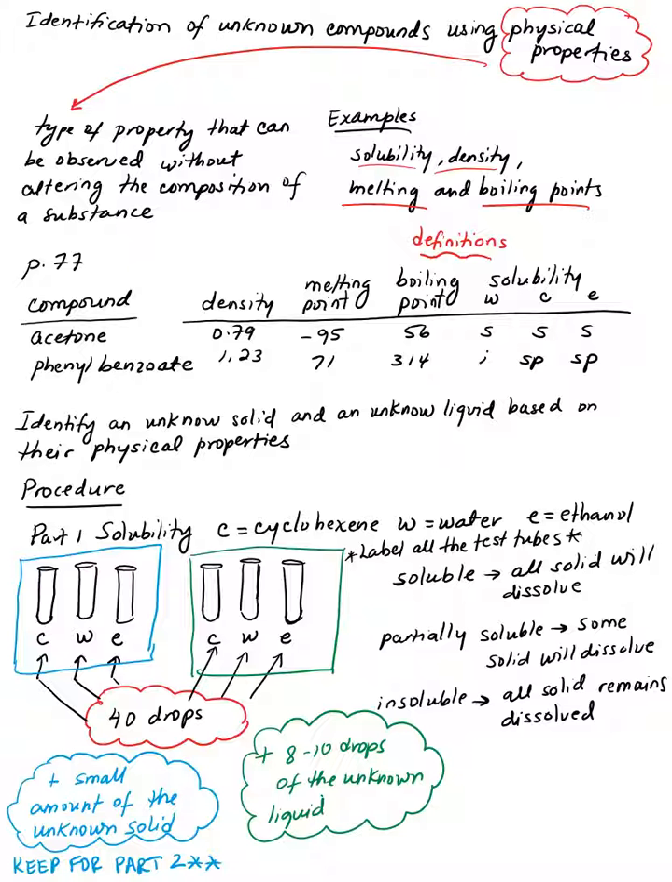You can determine the solubility of a solid, and your solid is still going to have the same identity. The density, you're not changing the composition of your compound either while measuring the density. And the same thing is going to happen with the melting and the boiling points.